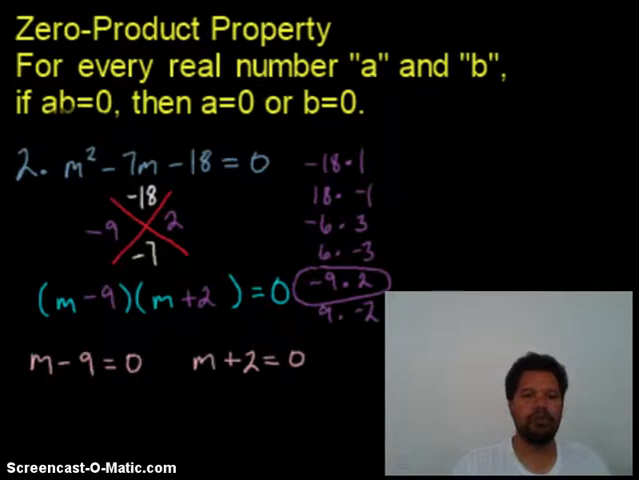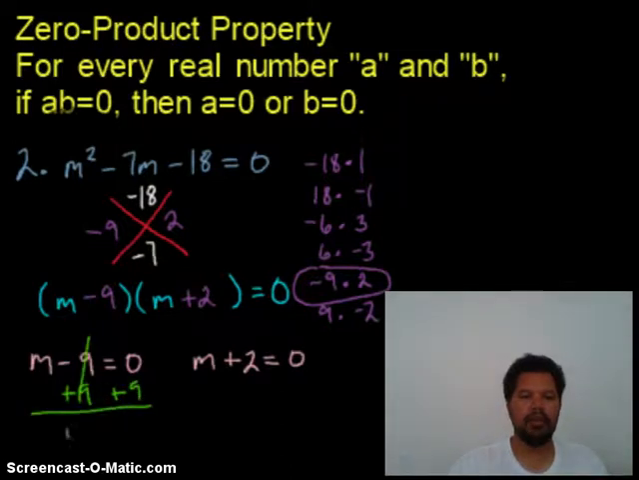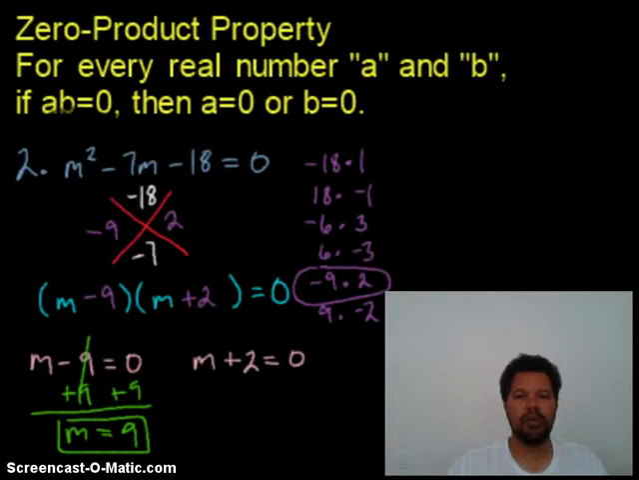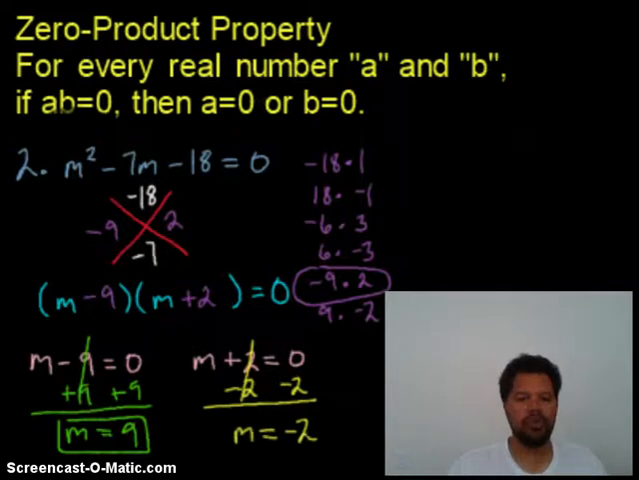So we're going to solve these independently. So m minus 9 equals 0. We're going to go ahead and add 9 to both sides, giving us m equals 9. And then over here, we're going to solve for m, and it has a plus 2, so we're going to subtract 2 from both sides. So here we get m equals negative 2.